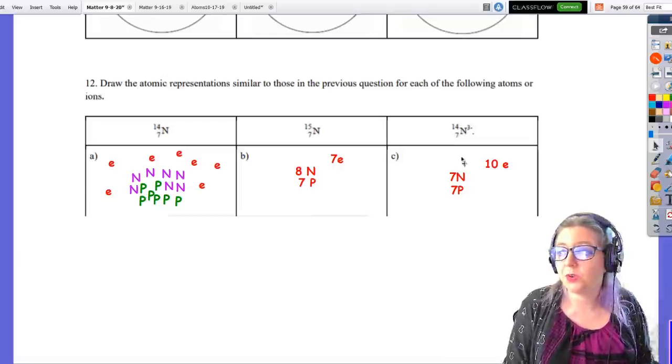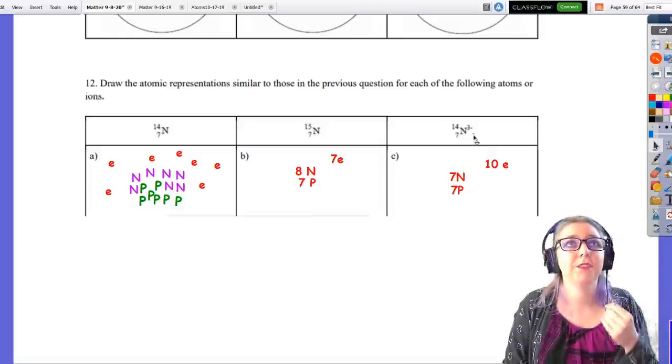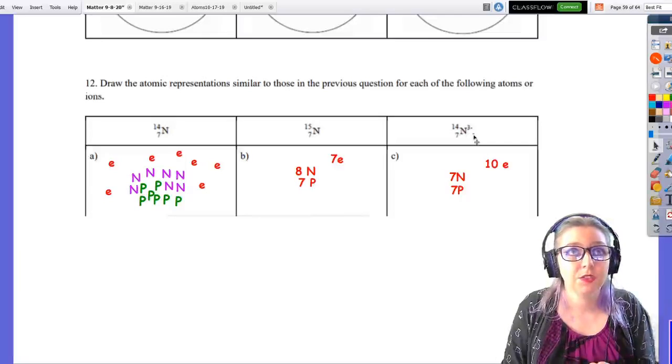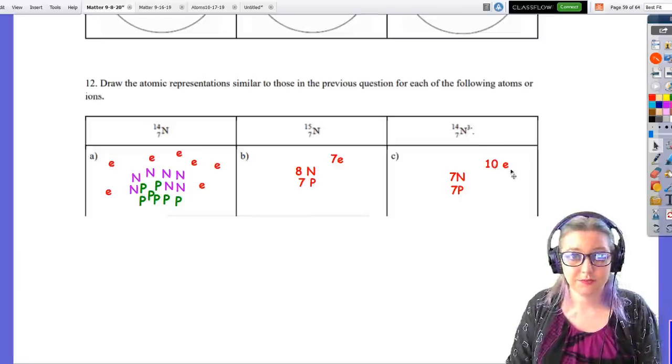Well, the charge I've been told is a negative. So negative, that would be more, like homework. If this was homework, I'd be upset if I had more. So therefore, I must have more electrons. So I have 10 electrons total.